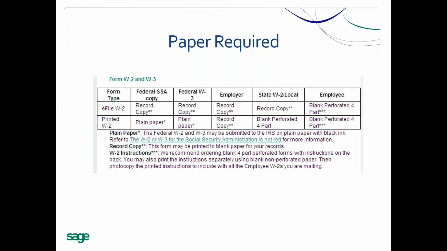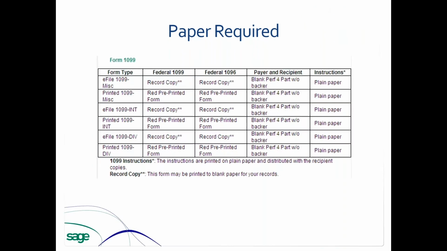So I've got a paper requirement here. This first screen is for the W-2s, and the next screen is for the 1099s. Same thing, blank paper to run your tests, perforated paper if you're going to be printing the hard copies that you're sending out to the vendors. If you are letting Atrix do the mailing or the emailing of the forms, then you won't need to purchase any of the 4-part paper.